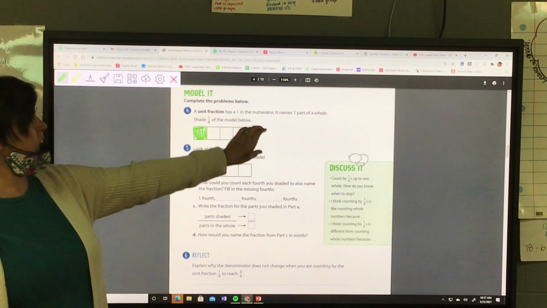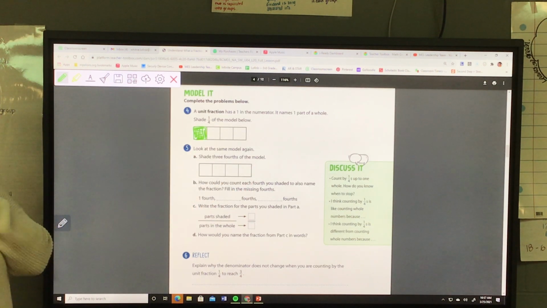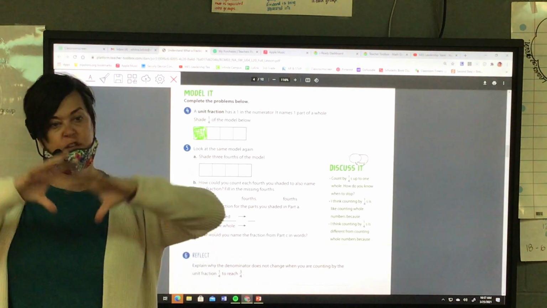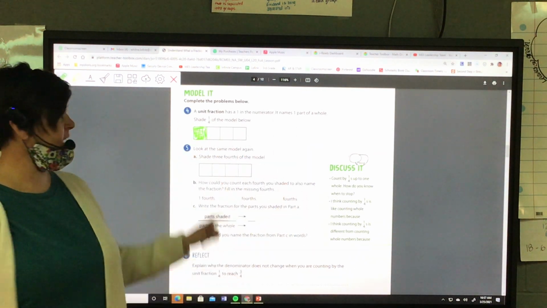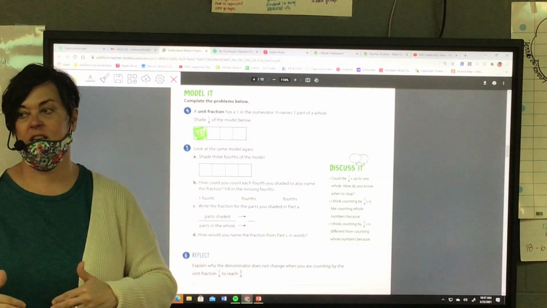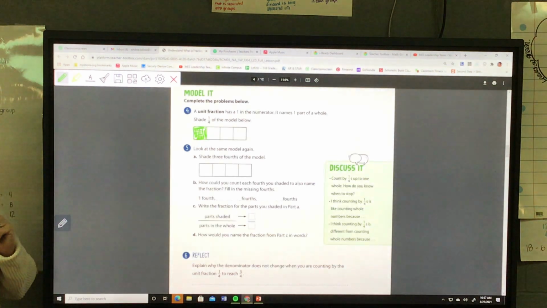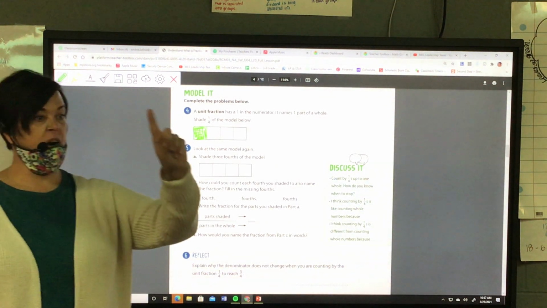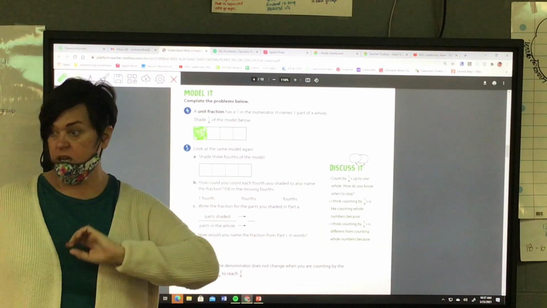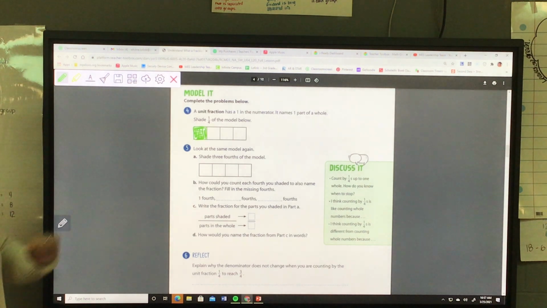So this model tells us what? How many equal parts are in the whole thing? 4. There are 4 equal parts in the whole thing. That's our denominator. What is the 1 telling us? There's 1 shaded part. There's only 1 of the 4 shaded parts. So 1/4 of it is shaded.